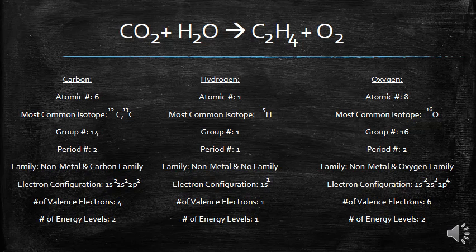Oxygen has an atomic number of 8. Its most common isotope is 16. It's part of group 16 and period 2. It is in the non-metal and oxygen family. Its electron configuration is 1s2, 2s2, 2p4. Oxygen also has 6 valence electrons and 2 energy levels.